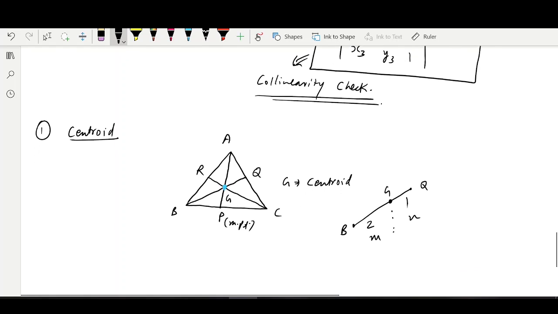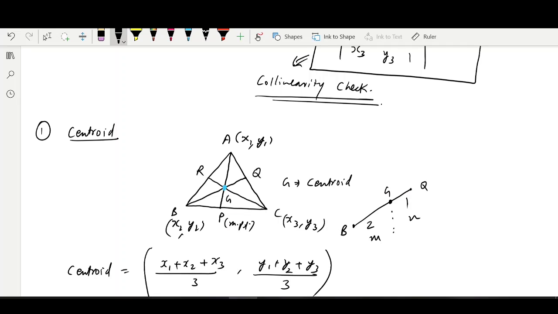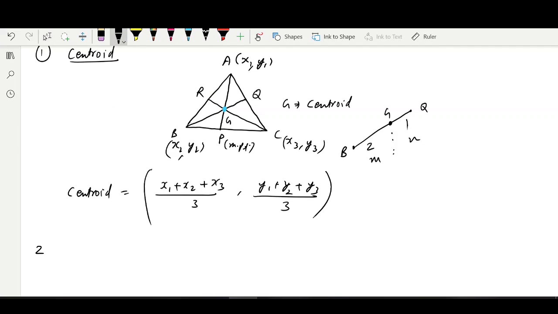Then how to find out the centroid? If we say the coordinates of the corners are x1, y1, x2, y2, x3, y3, then centroid is given as (x1 + x2 + x3)/3, (y1 + y2 + y3)/3. So this is the centroid of a triangle. Then another standard point in a triangle is circumcenter. Okay, circumcenter.